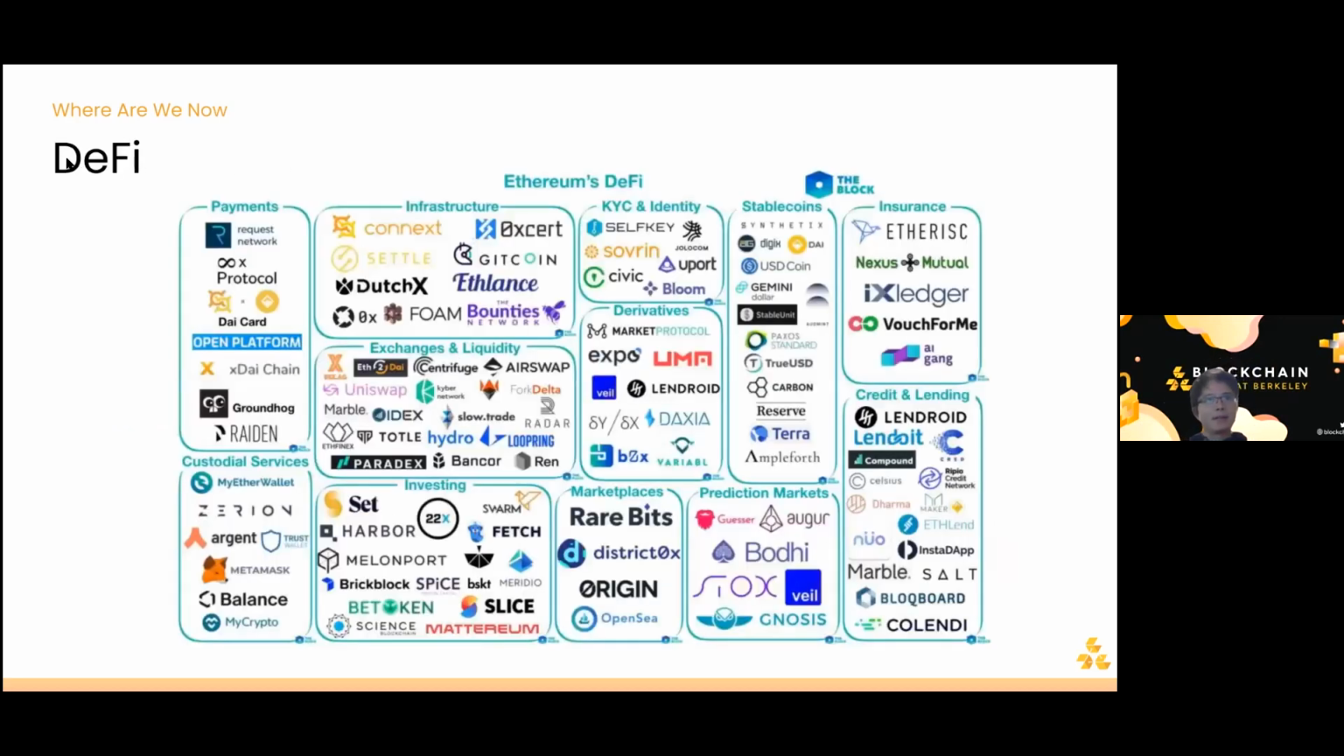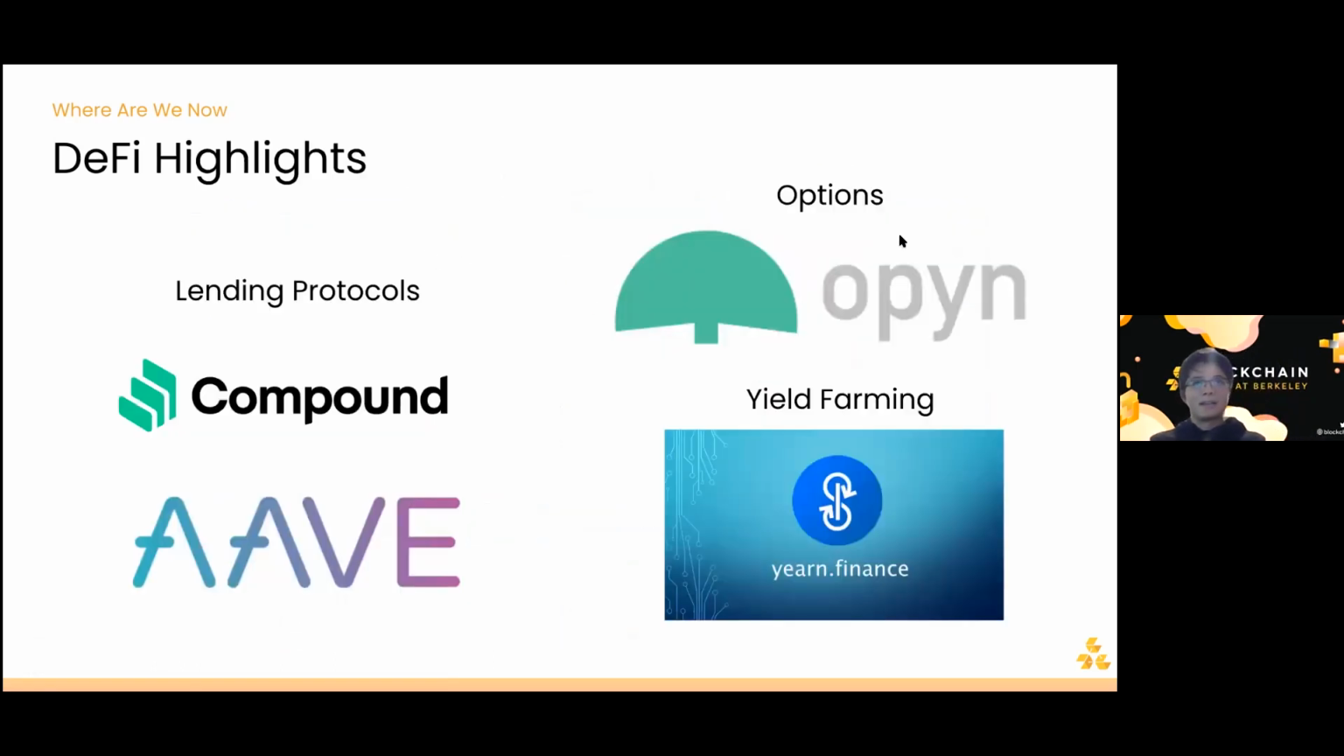DeFi itself is just a huge place. There's so much going on: payments, custodial, investing, exchanges. You could just stare at this for a while and look at the logos. It's really cool. DeFi is very interesting in having such diverse things, and options are kind of new. I don't think it's on here, but one of the Blockchain at Berkeley projects, Open, was working on that. So that's really cool. And here's Open, the startup that's working at the accelerator.